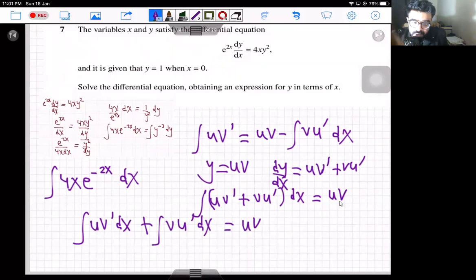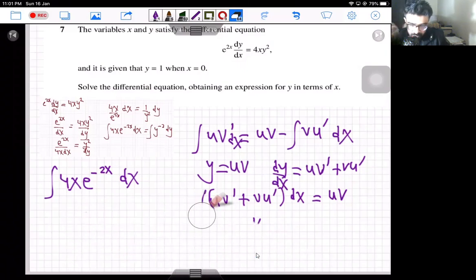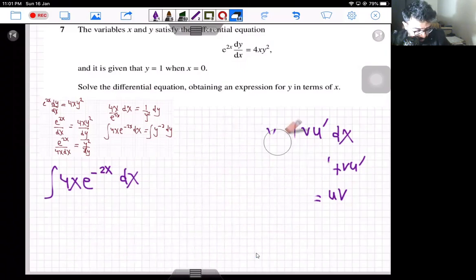So the question is given to you in the form of u multiplied by v dash with respect to x. So we are going to make this the subject. The integration of uv dash with respect to x is equal to uv minus the integration of vu dash with respect to x. You don't actually need this proof; this formula is already given to you in the formula sheet. I am just explaining the proof of it.